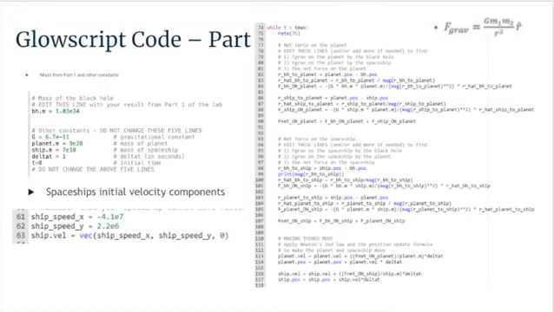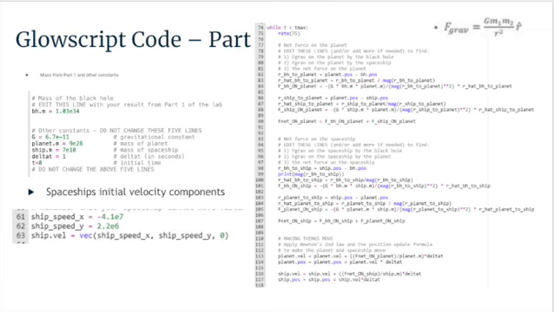So here's the GlowScript code for the second part. So the first part we see here is the mass from part 1 and the other constants, which is very important that we use the mass from our black hole that we were working with. And then using trial and error, I was able to find initial velocity components for the spaceship that would allow it to approach the black hole without crashing into the planet or the black hole.